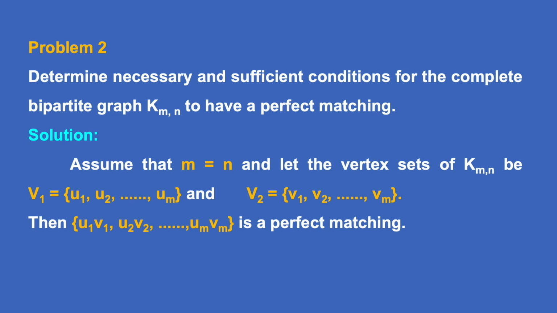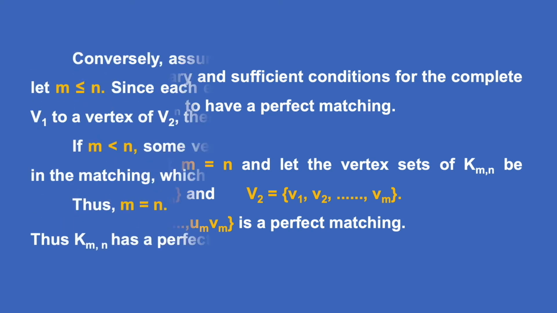Assume that m is equal to n and let the vertex sets of K(m,n) be V1, which is equal to {U1, U2, etc., Um}, and V2, which is equal to the set consisting of the vertices V1, V2, etc., Vm. Here you can note that we should have V1, V2, etc., Vn, since we have taken n as equal to m. So, instead of n we can replace m. Then the set consisting of {U1V1, U2V2, etc., UmVm} is a perfect matching.